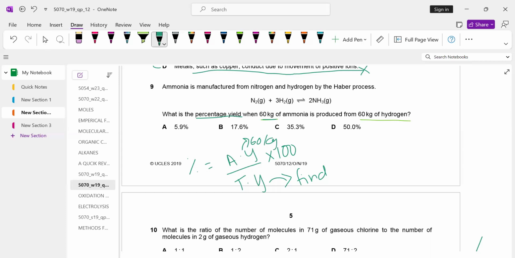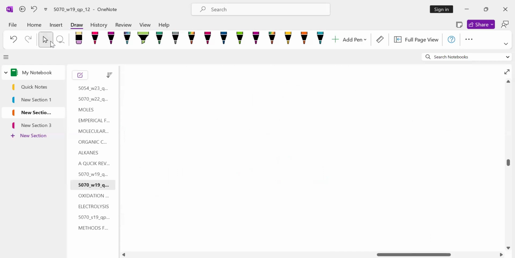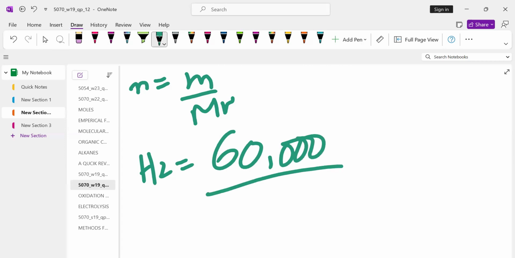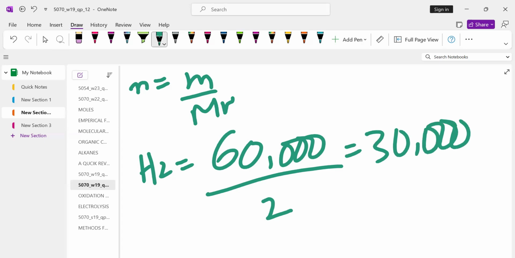Firstly you need to find the moles of hydrogen. So let's do it here. The formula to calculate moles is moles equals mass divided by Mr. The mass for hydrogen is given, 60 kg. Let's convert this 60 kg into grams, multiplying by 1000, which means 60,000 divided by 2, which gives 30,000 moles.